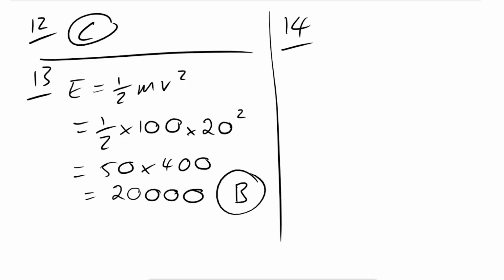14, we have this energy level diagram. So from E4 to E2 causes green light. What causes red light?